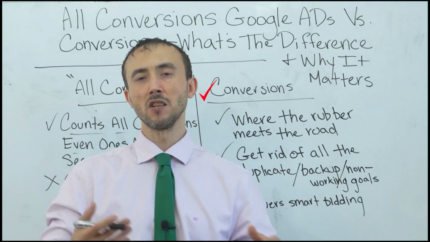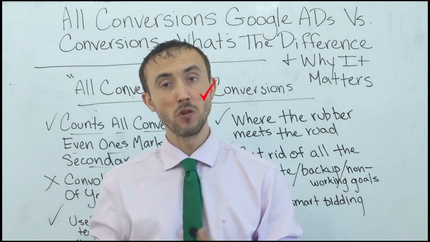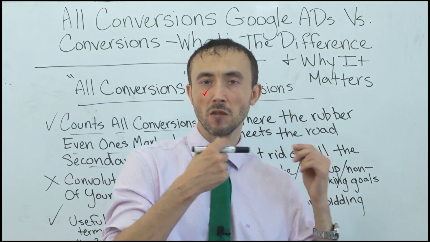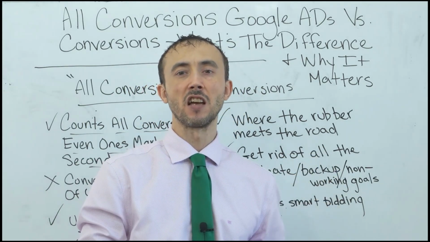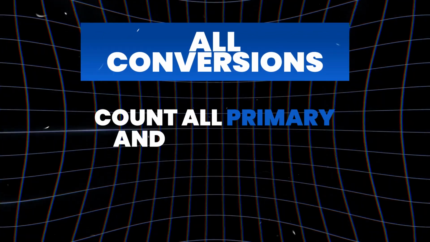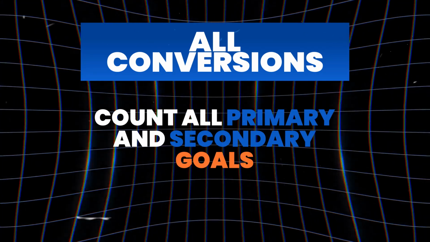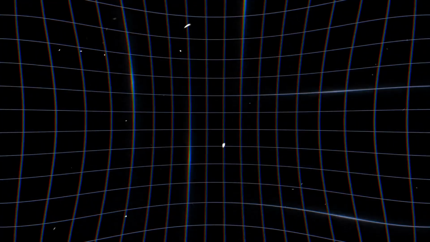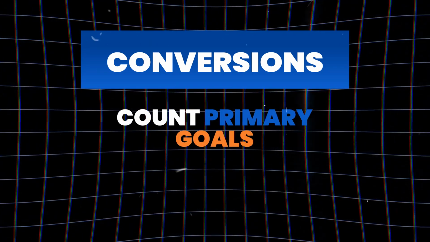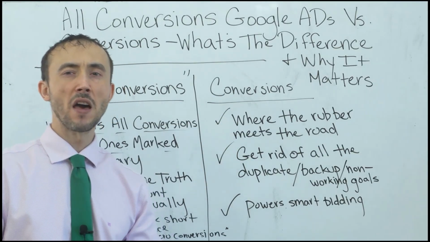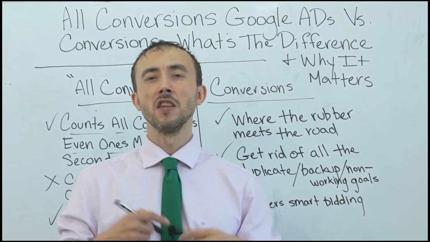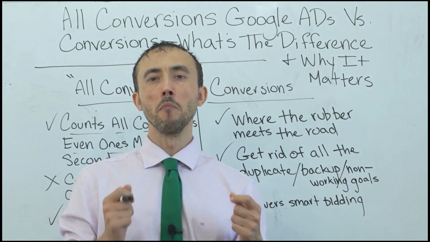And, as a consequence, it also helps you make more money, which is why you want as much of the data, as accurate as possible, to be fed into your account in the first place. So, all conversions is meant to count primary plus secondary goals, whereas conversions itself is just the ones that you have marked primary. Which, by the way, if you're wondering why I even have goals marked secondary in your account, the answer is you actually want backups.